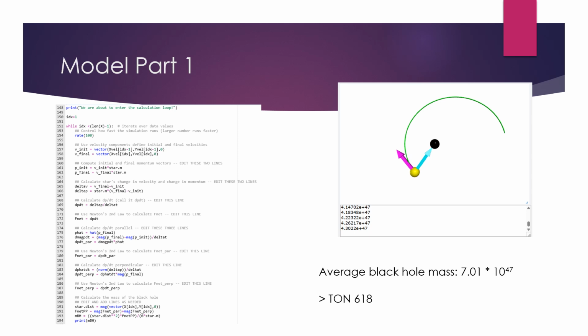Our first part of the model had a star, which is our system, orbiting a black hole, which is the surroundings or the source of our gravity. On the left here, we modeled how to calculate the perpendicular and parallel components of the change in momentum and net force, and then using that, setting our gravitational force against F net and rearranging it for the mass of the black hole, we can solve for the mass of the black hole, which for an average we got 7.01 times 10 to the 47th kilograms, which is larger than any known black hole in the universe.